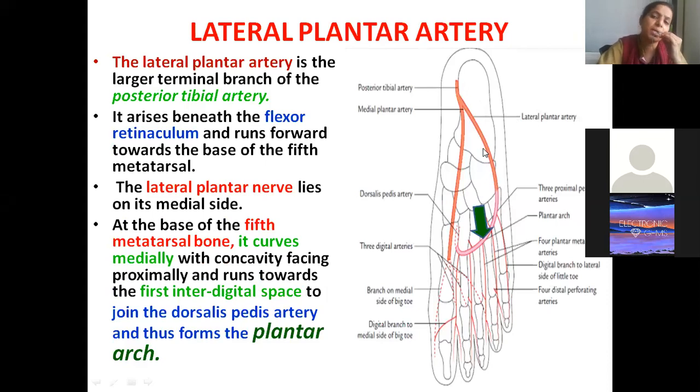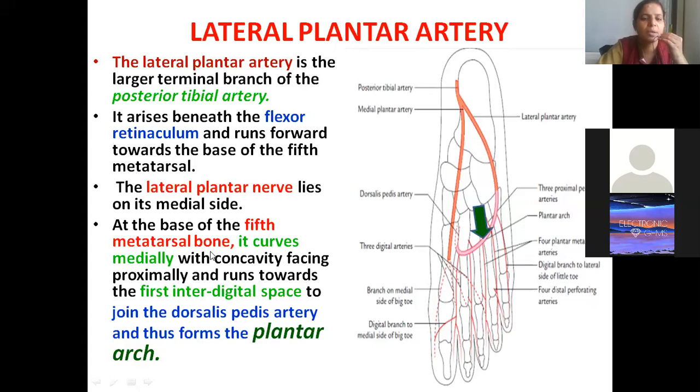If you have observed, the medial plantar nerve was bigger and the lateral plantar nerve was smaller. But for the arteries, the medial plantar artery is smaller, whereas the lateral plantar artery is the larger terminal branch. That's why it forms a coil; it is taking maximum workload. It is the larger terminal branch of the posterior tibial artery, also arising beneath the flexor retinaculum. It runs towards the base of the fifth metatarsal bone. The lateral plantar nerve lies on its medial side: artery laterally and nerve medially.